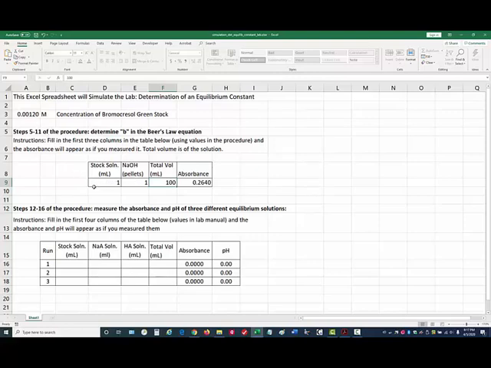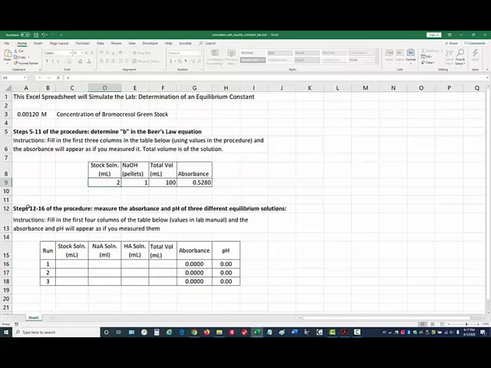I will also note that this document lets you play around a bit with the lab. You don't have to follow exactly the procedure. For instance, suppose you wanted to use 2 milliliters of the stock solution. That is perfectly fine. That gives you a different absorbance value. It'll give you the same B value though, because the volume of stock and the absorbance are directly proportional.